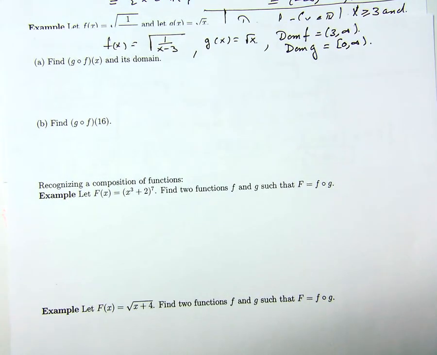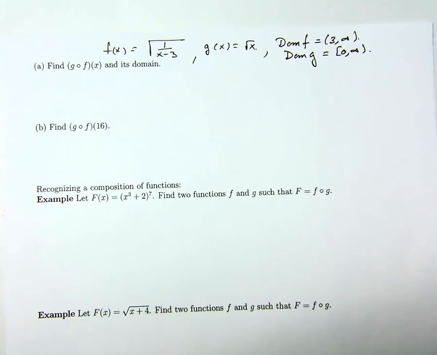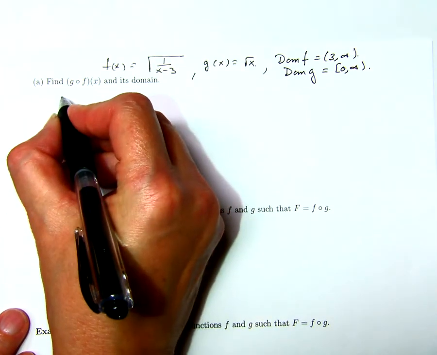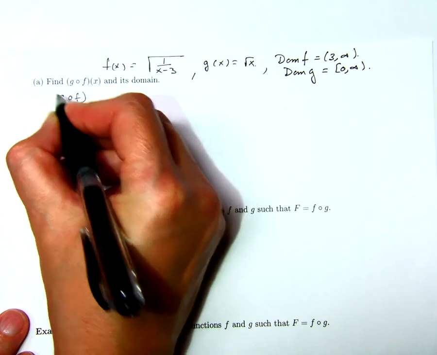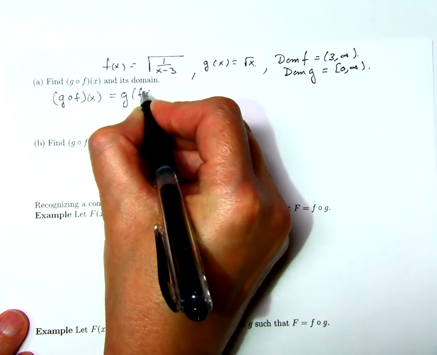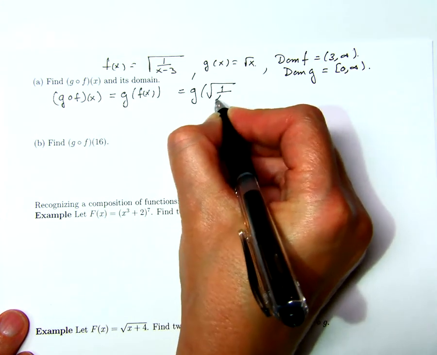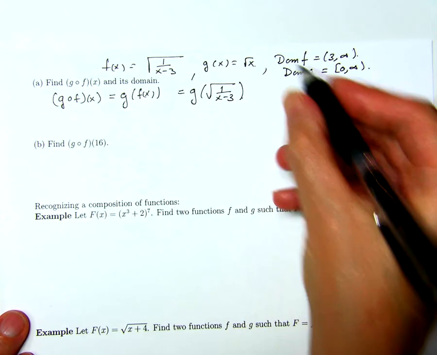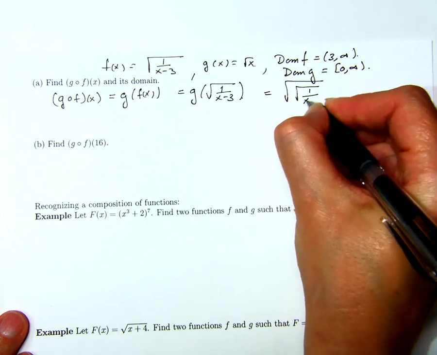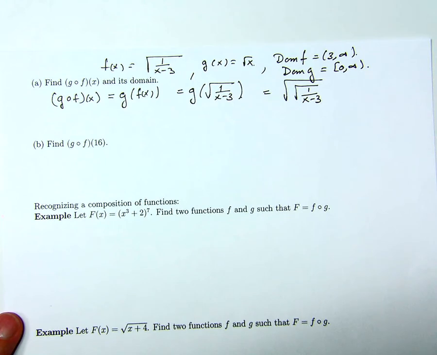So in this example, we're going to find g after f of x, and of course that comes with a specified domain. So let's find a formula for it first. It's g of f of x, and so that's g applied to the square root of 1 over x minus 3. So it's the square root of that, so it's the square root of the square root of 1 over x minus 3, or the fourth root of 1 over x minus 3.